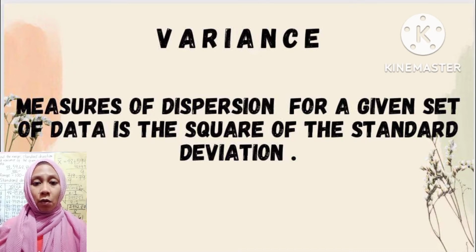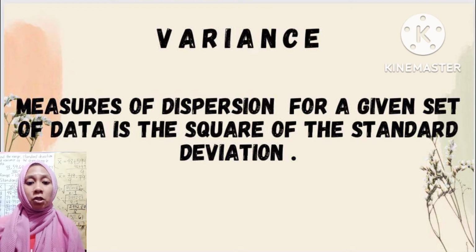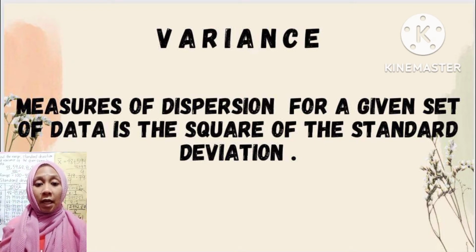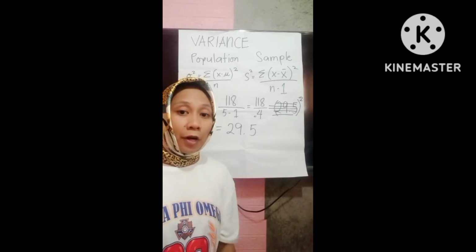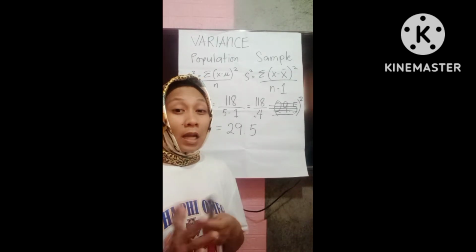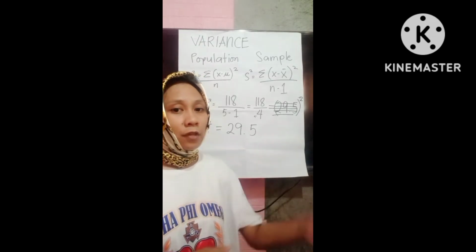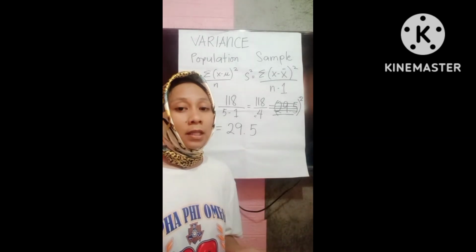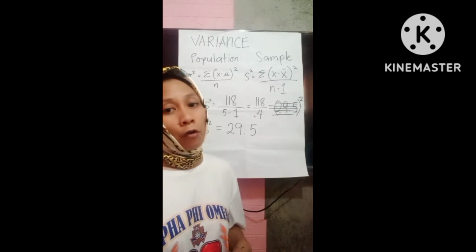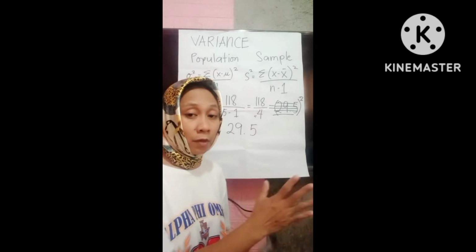Third is the variance. So, what is the variance in measures of dispersion? It is the measure of dispersion for a given set of data that is the square of the standard deviation. To get the variance, we know that the variance is the square of the standard deviation. There are also formulas used for the population variance and the sample variance.